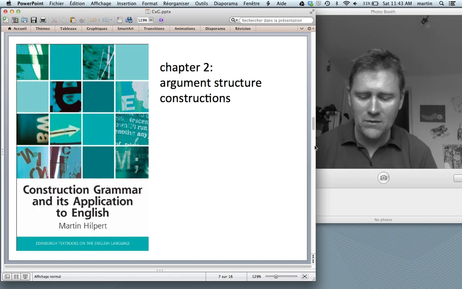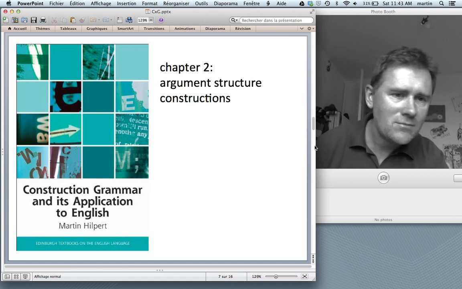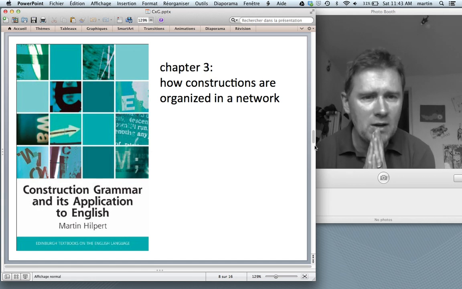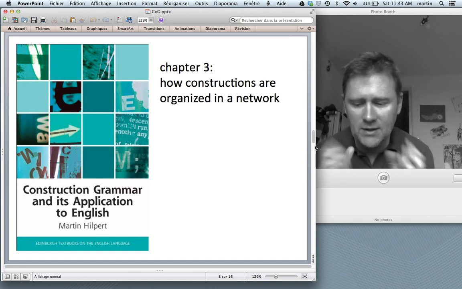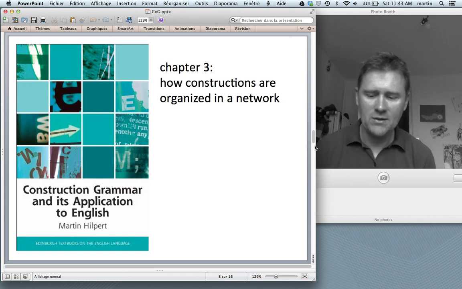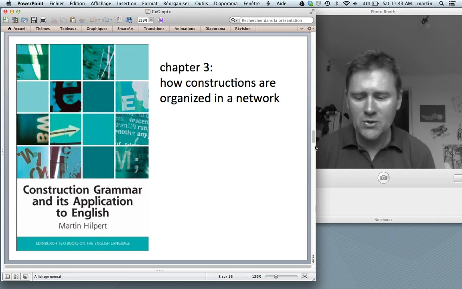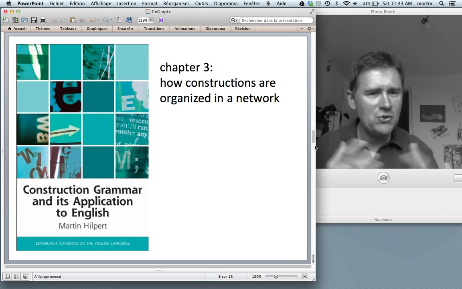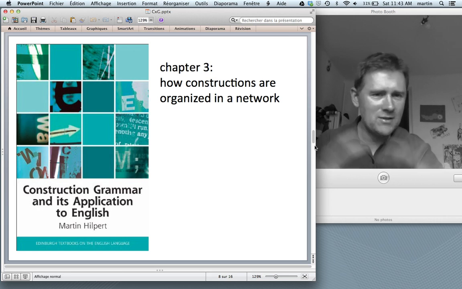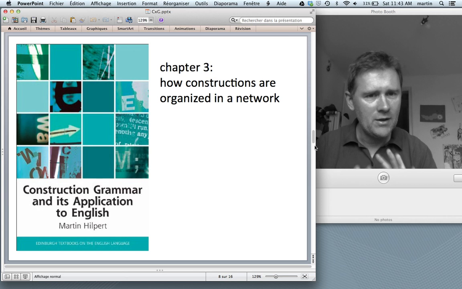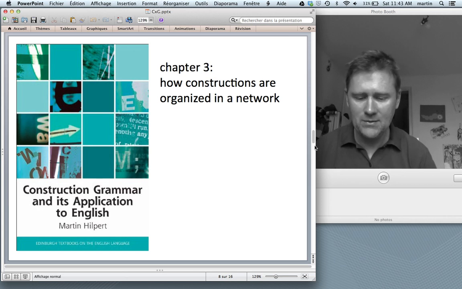Chapter 3 discusses how constructions are interrelated and interlinked in your knowledge of language, in that network of constructions. So when you know a language, you know lots and lots of constructions, and those constructions are mutually interlinked. They're not just like a big box of Lego blocks where it's just a big mess of stuff. Rather, there is structure in that network of constructions.